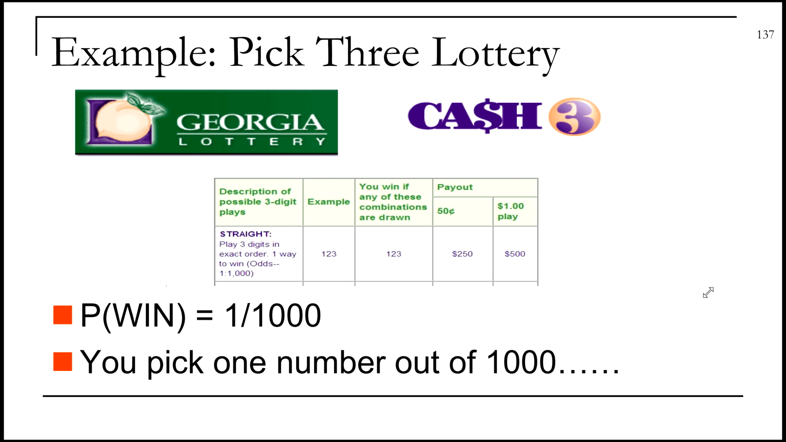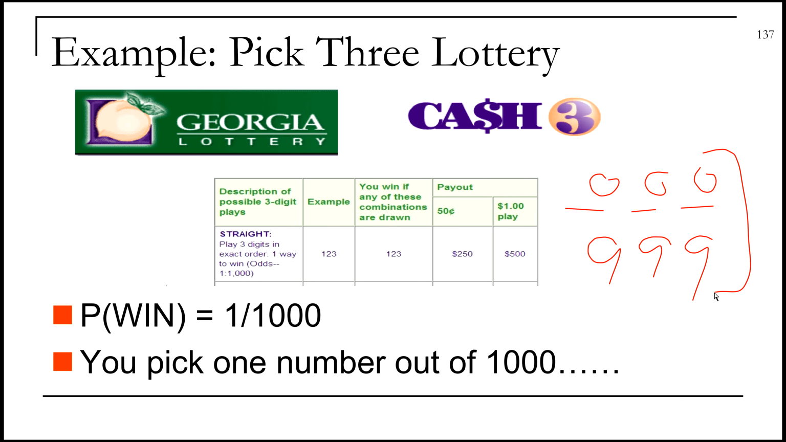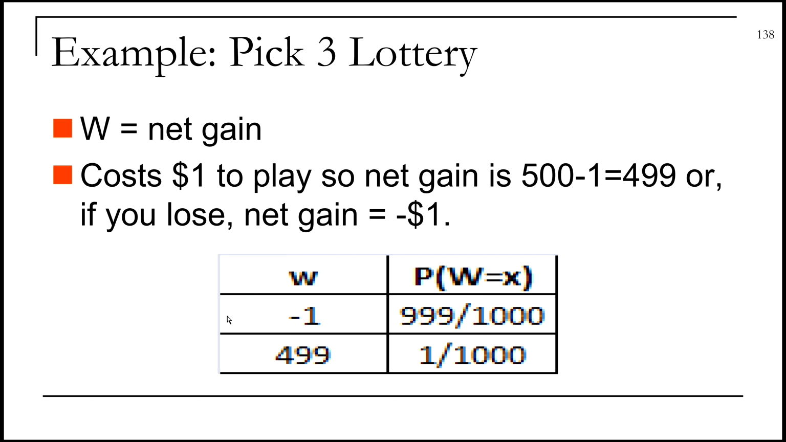That's a good one. Now, as an example, here's the Pick 3 lottery from the Georgia Lottery. You pick a 3-digit number, and it can go all the way from 000 to 999. There are 1,000 different possibilities, and you pick one. So the probability you win is 1 over 1,000, and the probability you lose is 999 over 1,000.